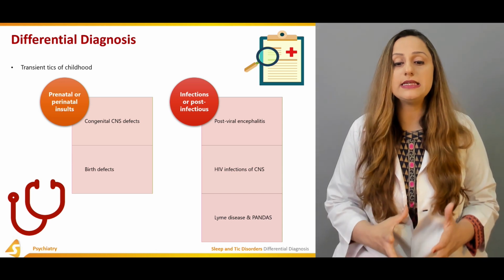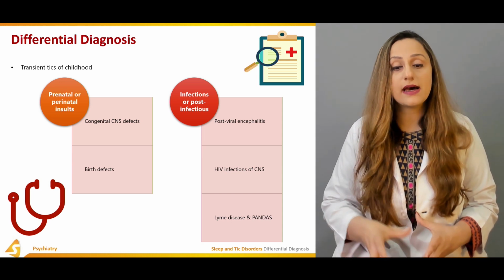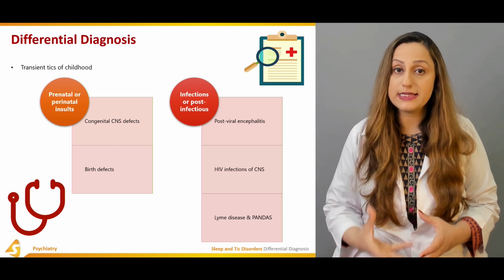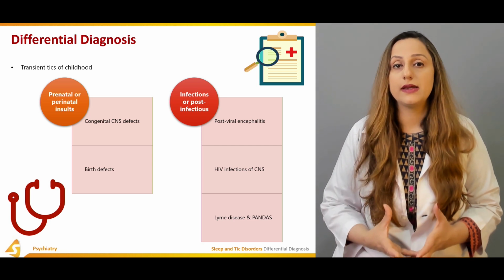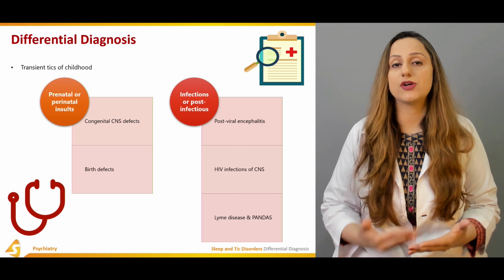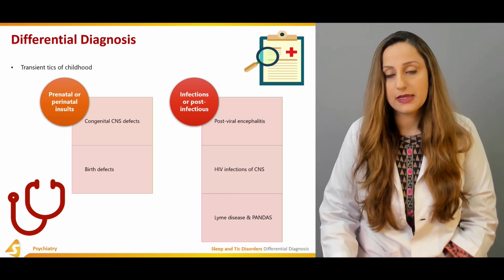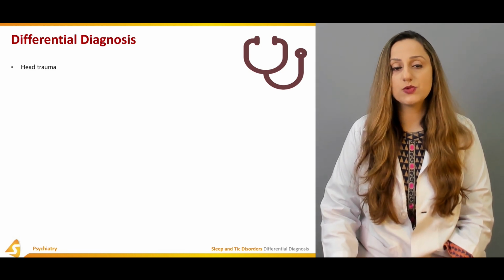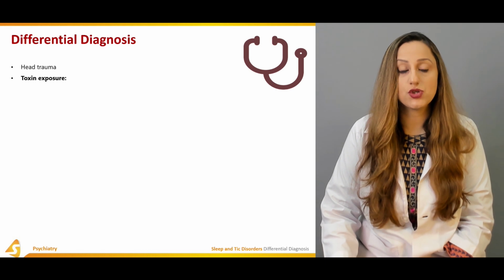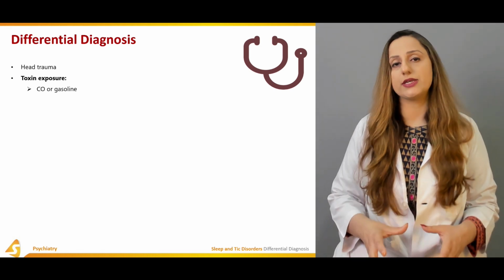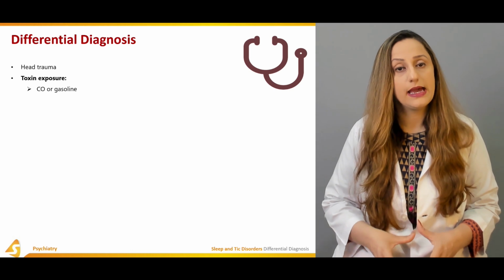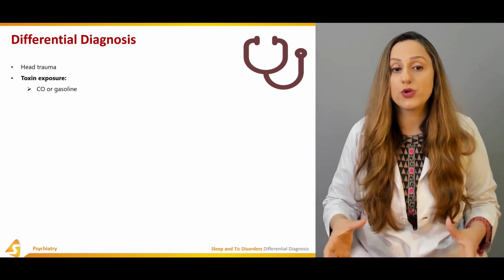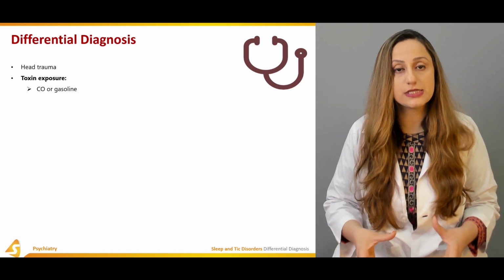Then we have another disease known as PANDAS, or Lyme disease. It's another infectious condition that can arise in a child, and it can again develop into the tic disorder or the transient tics of childhood in that particular child we're talking about. The differential diagnosis also includes head trauma. Then we have toxin exposure. Usually people will give you a positive history of head trauma, and after that they develop that particular tic, may it be focal or of the motor type. The toxin exposure is again very important.